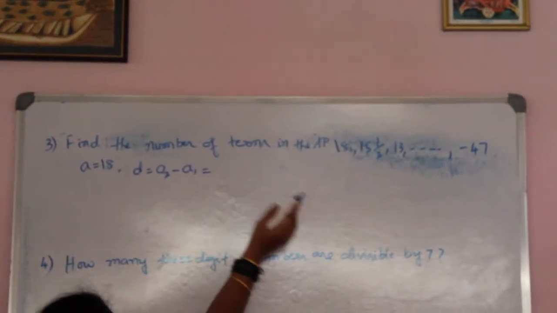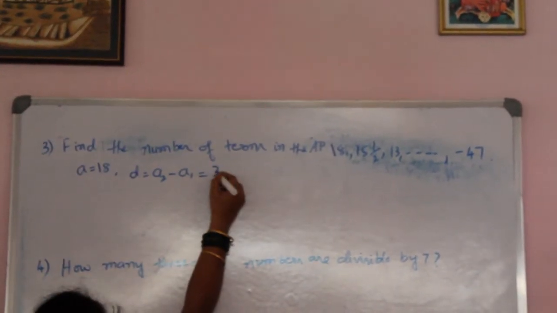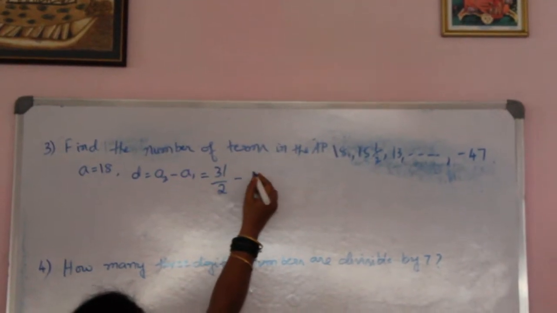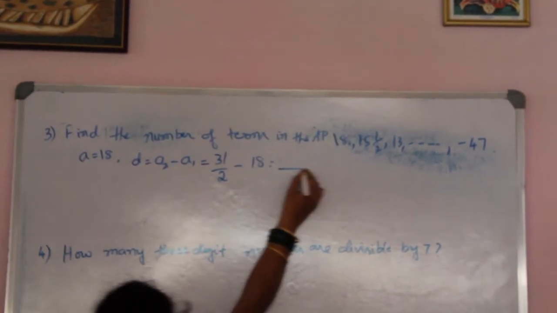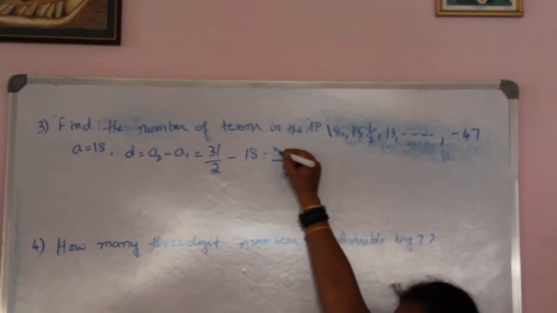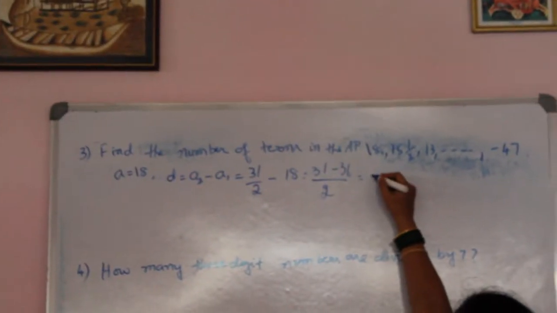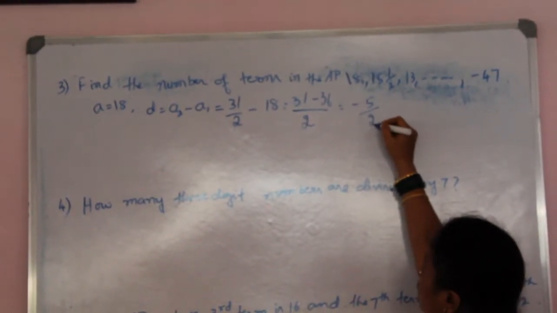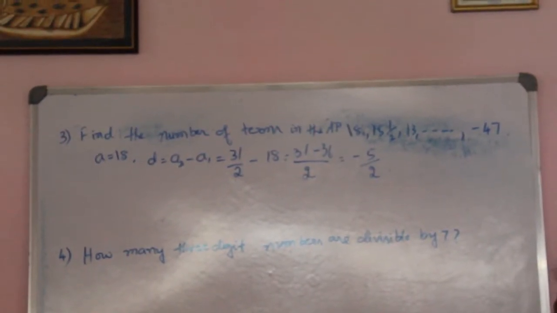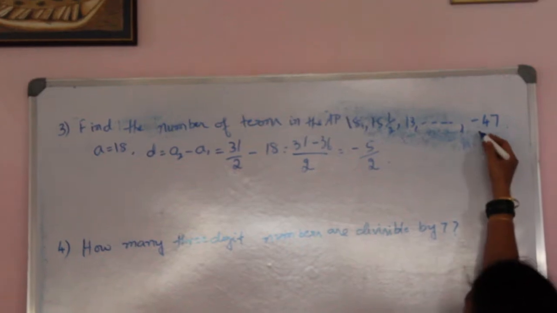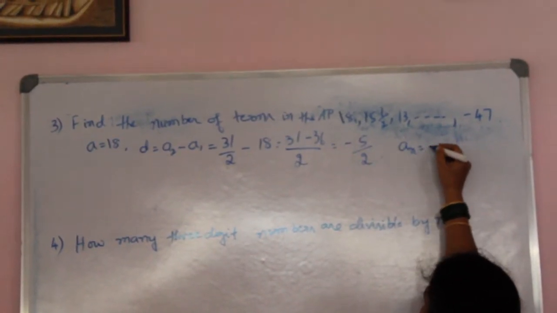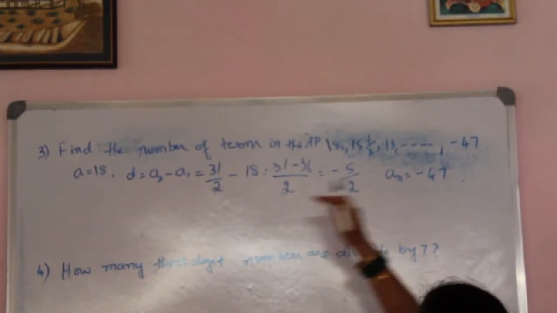Convert to an improper fraction. 15 2s are 30, 30 plus 1, 31 by 2, minus 18. Take the LCM, 2 is the LCM. 31 minus 18 2s is 36. How much? Minus 5 by 2. So D is minus 5 by 2. Next, they have given here An equals minus 47.